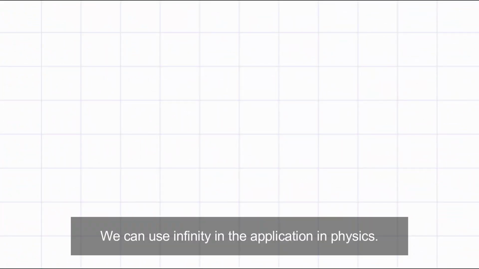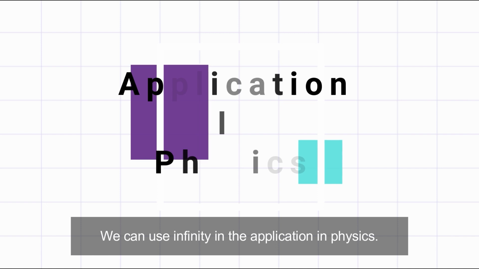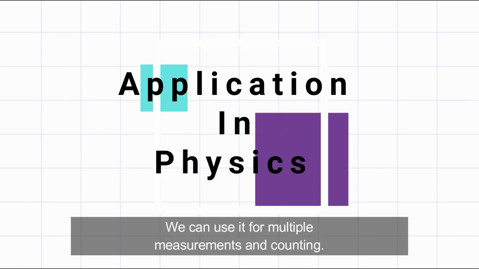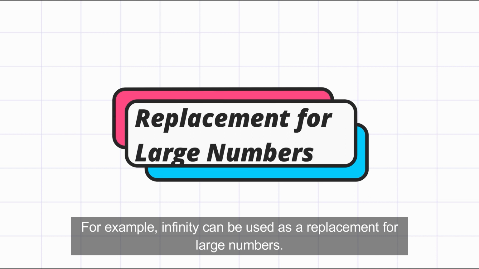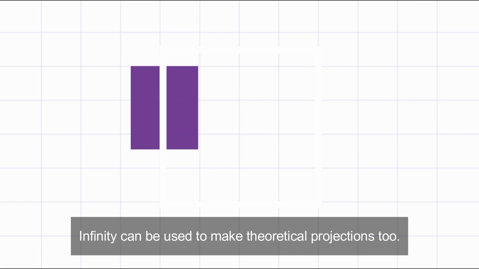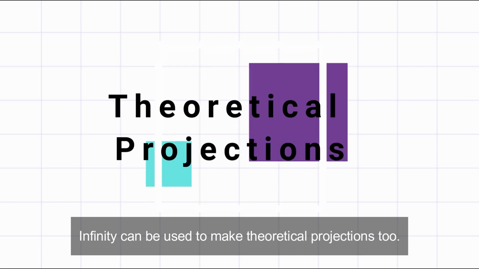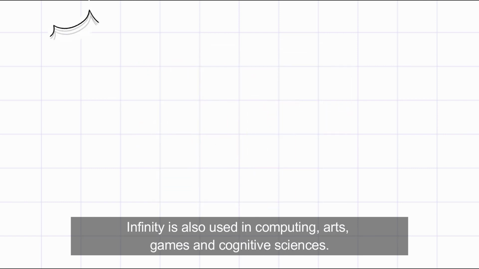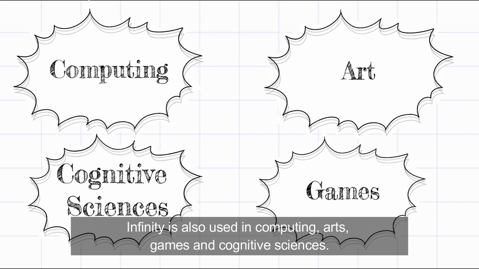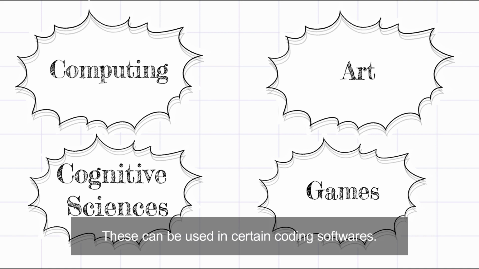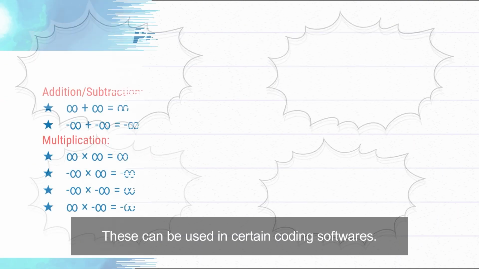We can use infinity in applications in physics. We can use it for multiple measurements and counting. For example, infinity can be used as a replacement for large numbers. Infinity can be used to make theoretical projections too. Infinity is also used in computing, arts, games, and cognitive sciences. These can be used in certain coding software.